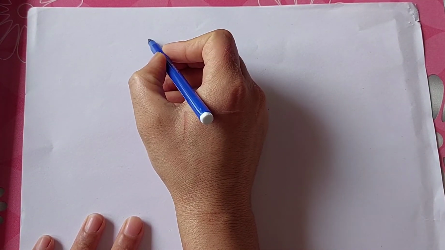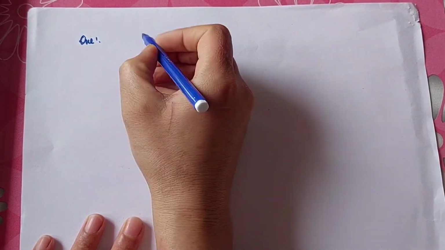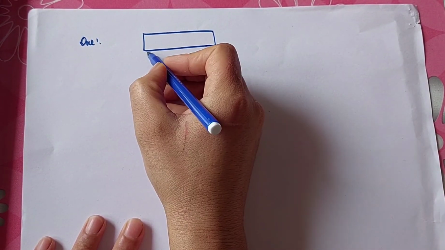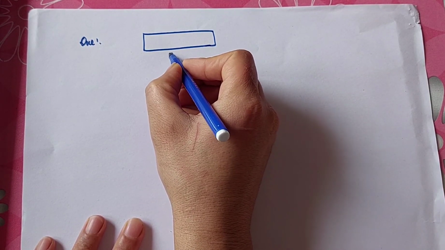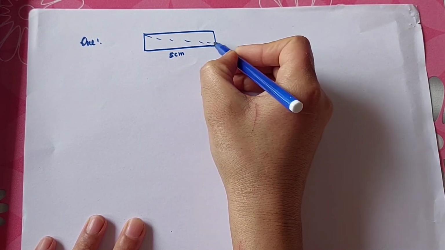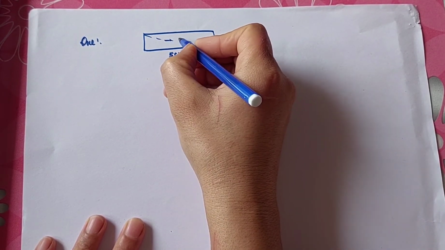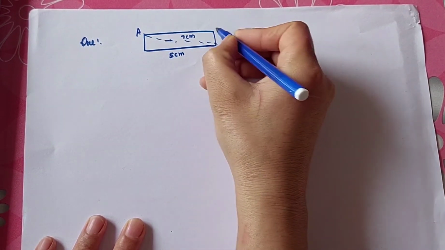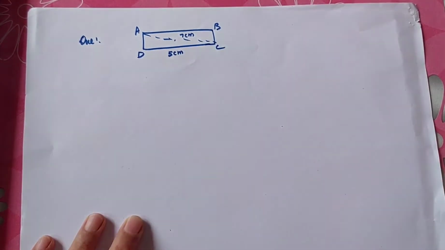In the first question, you have to construct a rectangle whose length is 5 centimeter and whose diagonal is 7 centimeter. So two measures are given basically. Here, let's make the dummy. So you have to construct a rectangle whose length is given, this is 5 centimeter, and the diagonal is given. So this diagonal is actually equal to 7 centimeter. Let's call it ABCD. You need to construct it.